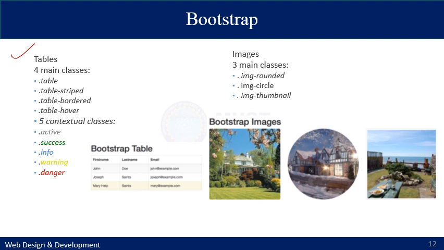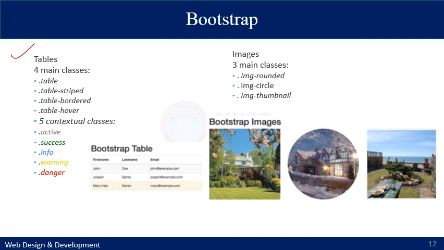As named, table will be a simple table. Table-striped will be different from the table, and it will have some stripes on the rows. Similarly, table-bordered will have borders predefined, and you do not have to actually define the border. And table-hover means that when you hover over the table, it will change the color of the row.